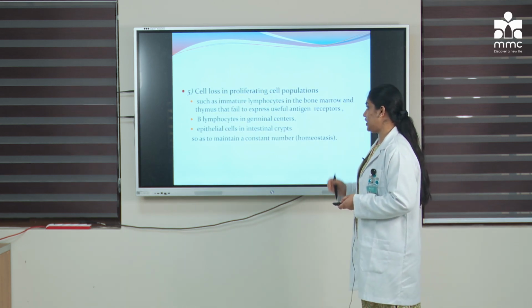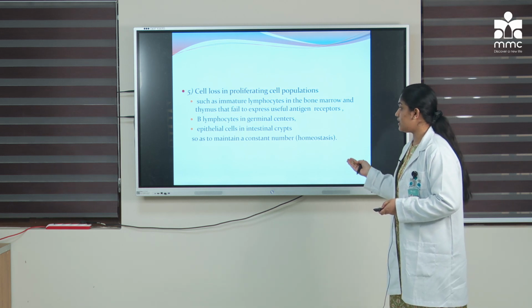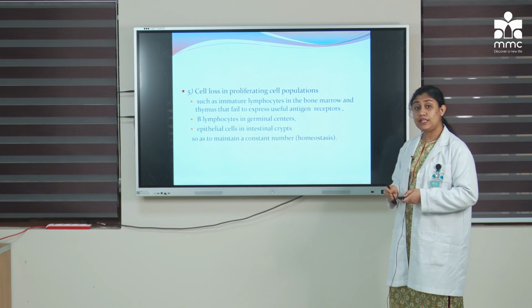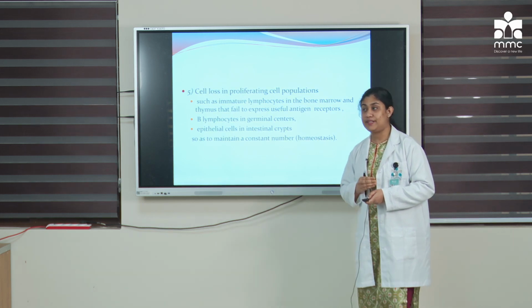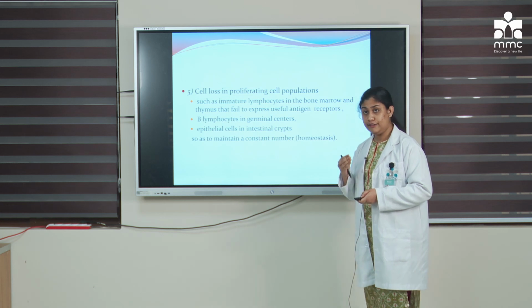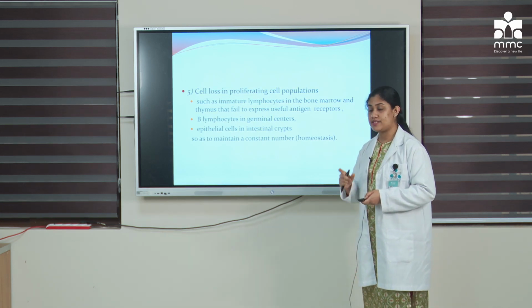There is also cell loss in proliferating cell populations. Some of the cells which are lost by apoptosis in the proliferating populations are immature lymphocytes in the bone marrow and the thymus that fail to express useful antigen receptors, B lymphocytes seen in the germinal centers, and epithelial cells in intestinal crypts. This is done in order to maintain a constant number.